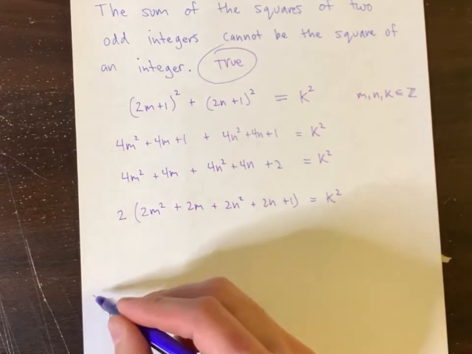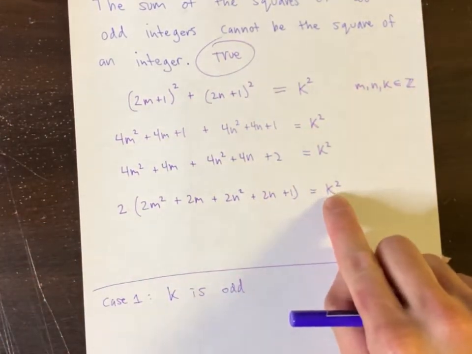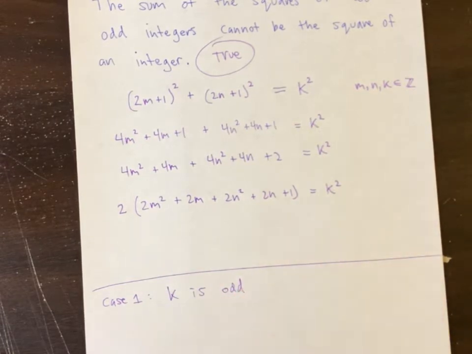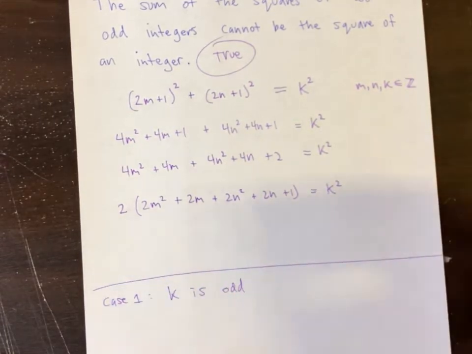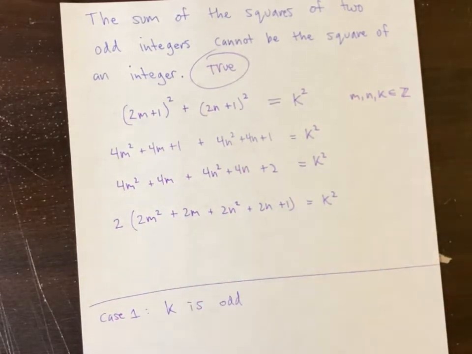Here are two cases. K is a number, it is an integer. It has two possibilities. K can be odd or it cannot be odd, making it even. Those are the only two options. I can tell you K cannot be odd.